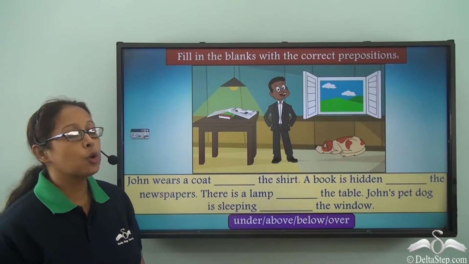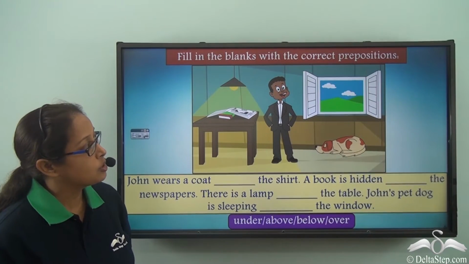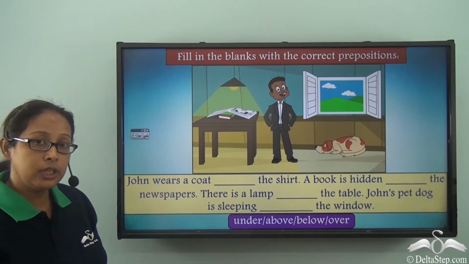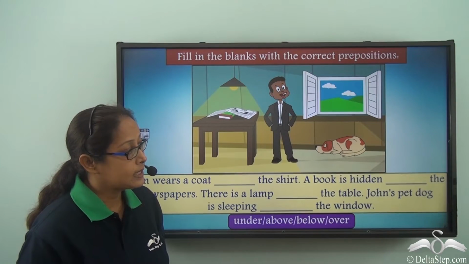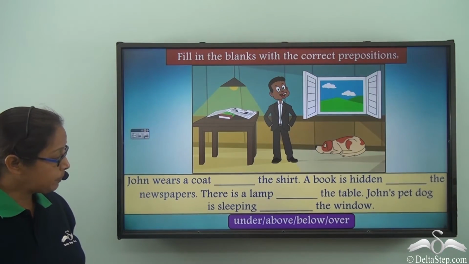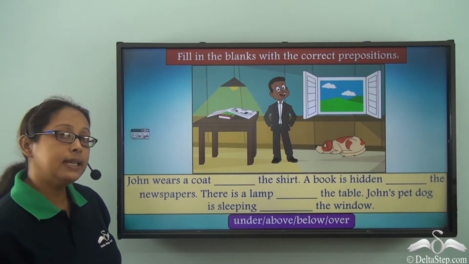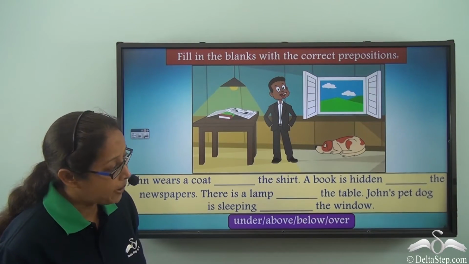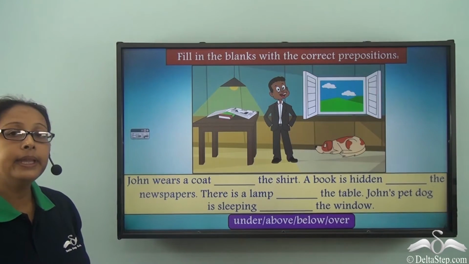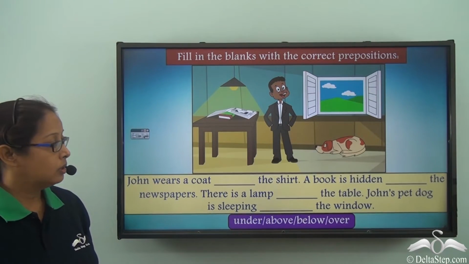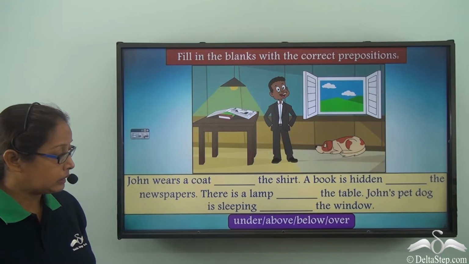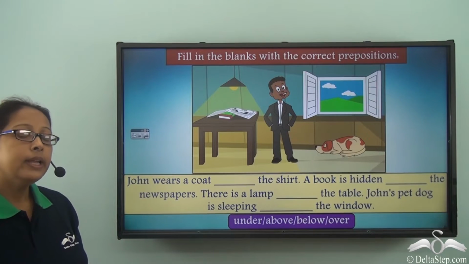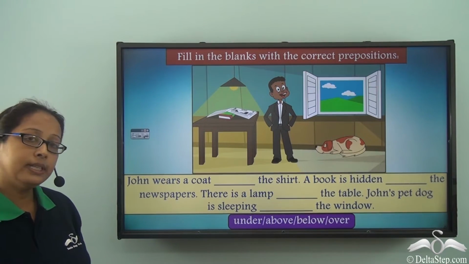Fill in the blanks with the correct prepositions. John wears a coat, dash the shirt. A book is hidden, dash the newspapers. There is a lamp, dash the table. John's pet dog is sleeping, dash the window. And the options are under, above, below, and over. Now let's see how we can fill this up.